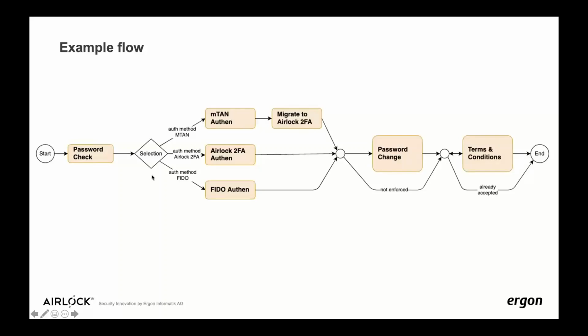So this is an example flow of login, where we see it starts with a password check. That means on that step, the user enters his username and password. Then we go to a selection, and the selection checks the auth method of the user that at the moment tries to log in. And if the user is still on mtown, we'll have after he successfully entered the code he got via message on his mobile, he gets directed to the migration to Airlock 2FA step.